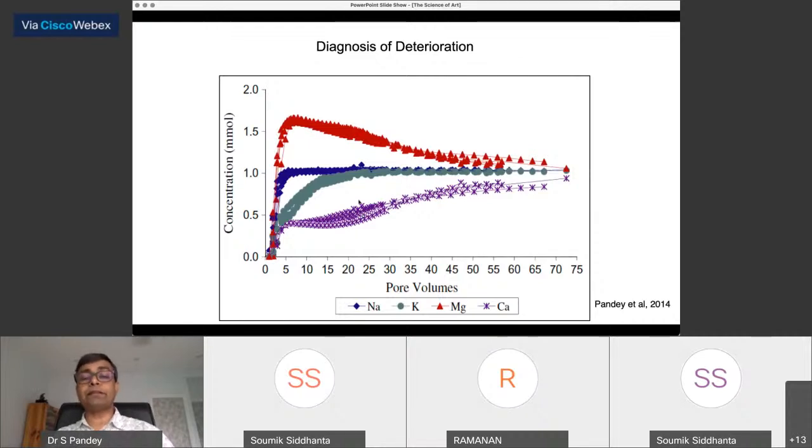So what are the implications of this study? Before we go on to implications, this was the flushing we did. At the end of it, we found that the stone sample we are testing is equilibrated with 1 millimole of all these 4 ions.